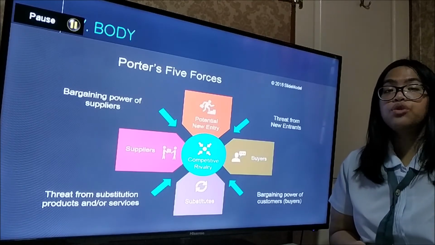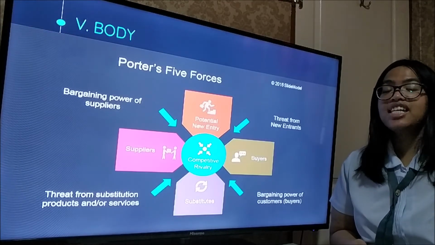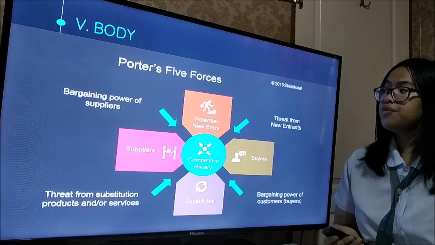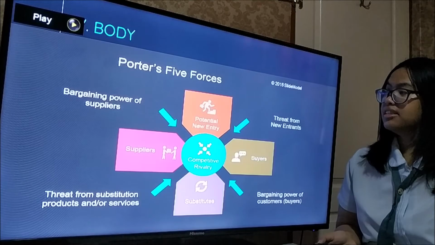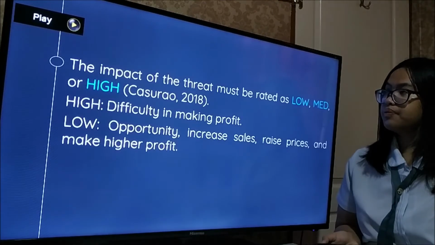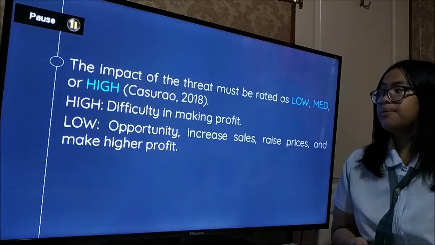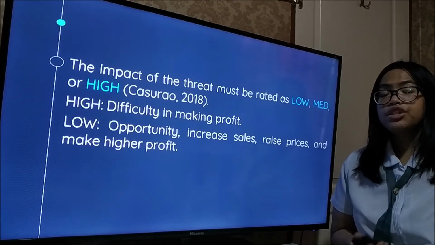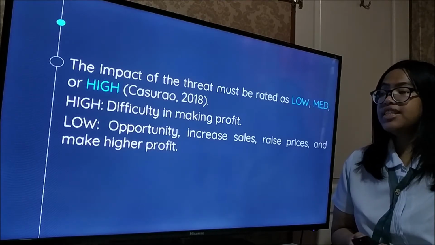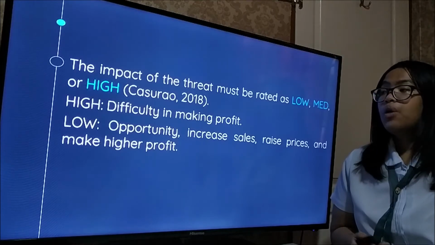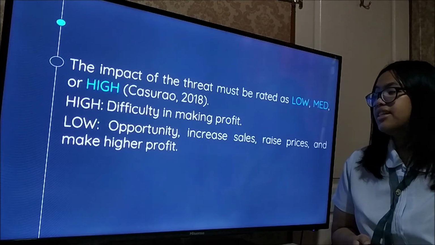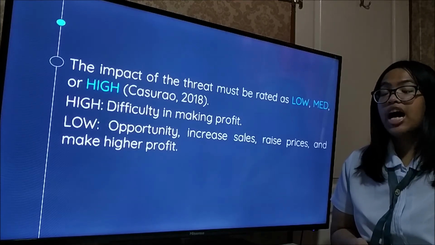One of the most used frameworks in analyzing a task environment is developed by Michael Porter, which is Porter's 5 forces model. The impact of the threat must be rated as low, medium, or high. The stronger the forces are, the more difficult it is for existing entities to make a profit, while a weaker force is an opportunity to increase the sales, raise the prices, and make a higher profit.